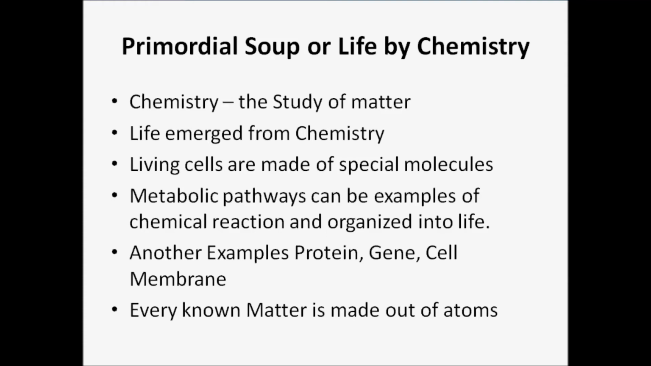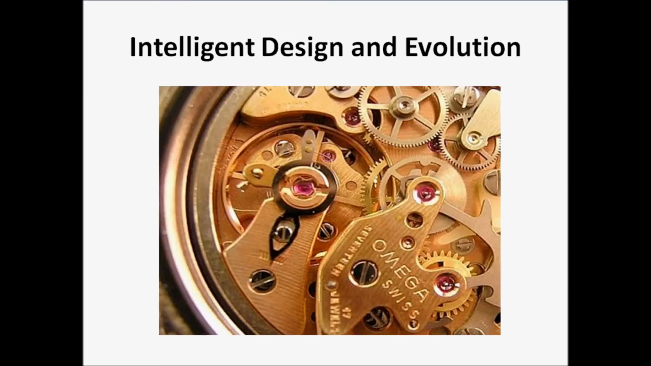Life emerged from chemistry, and living cells are made of special molecules, and metabolic pathways can be an example of chemical reactions organized into our modern life. Another example could be in our body, like proteins, genes, and cell membranes, which are all life. And every known matter is made out of atoms, protons, electrons, and neutrons. Maybe not dark matter or something, but every matter known to humans is made out of atoms.